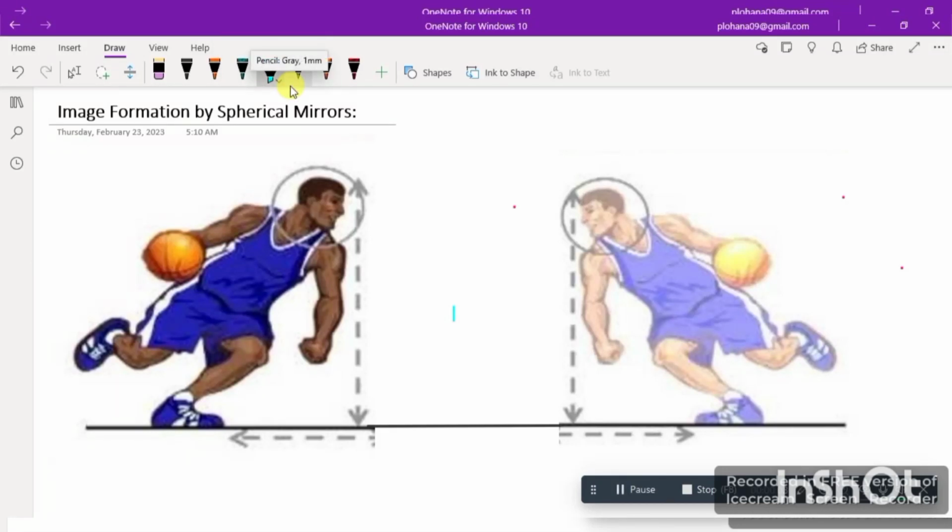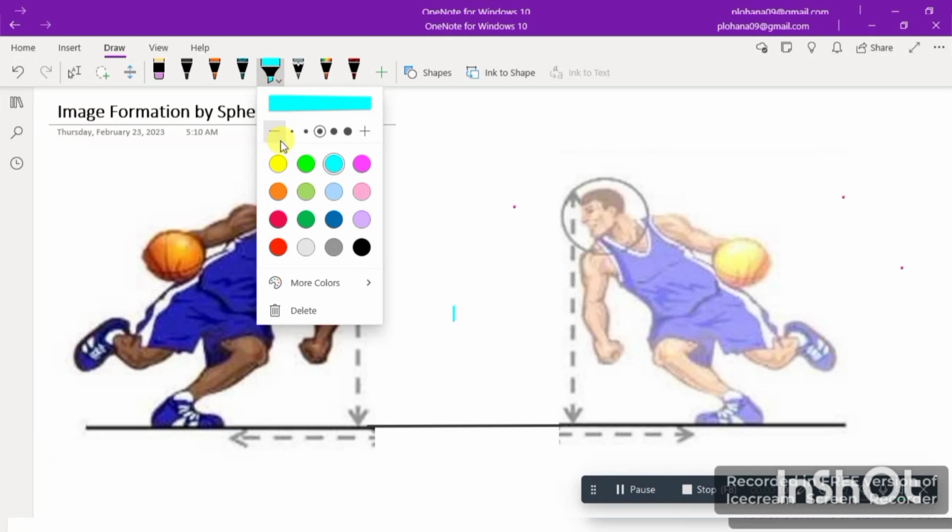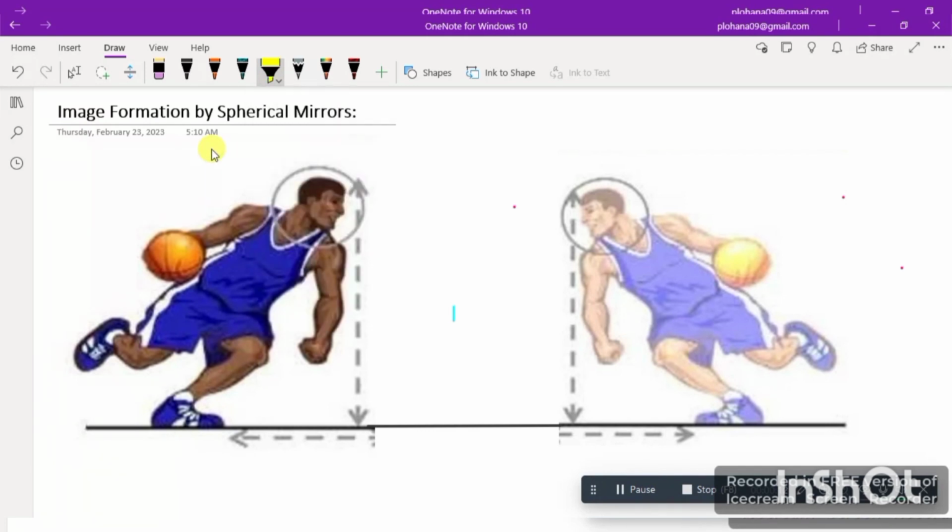We discussed the laws of reflection, right? We also discussed their types, which were regular and irregular reflection. But today we are going to discuss image formation by spherical mirrors.